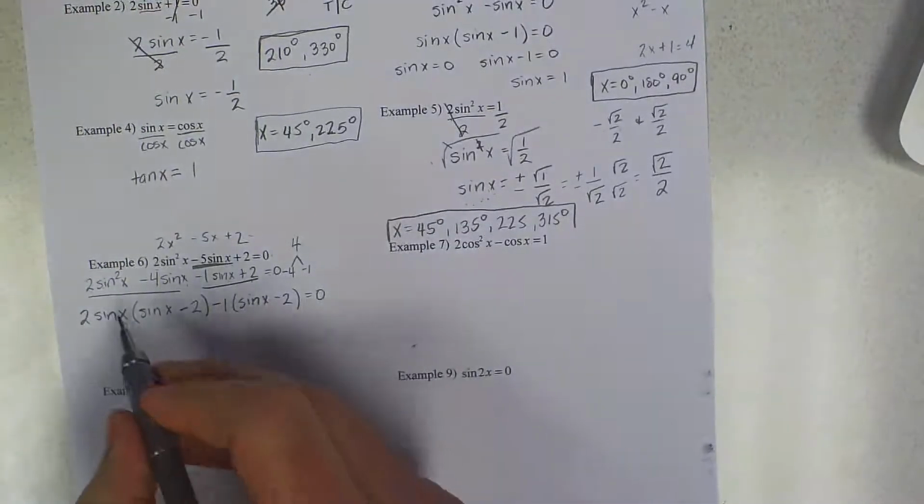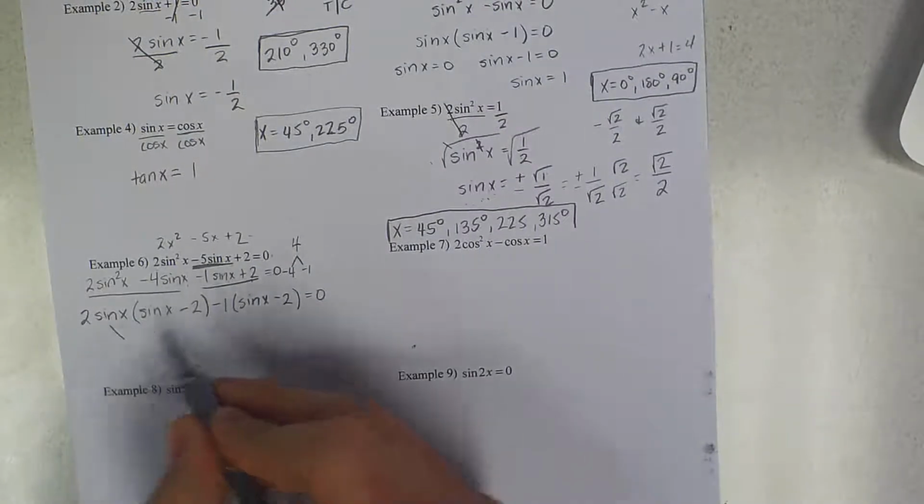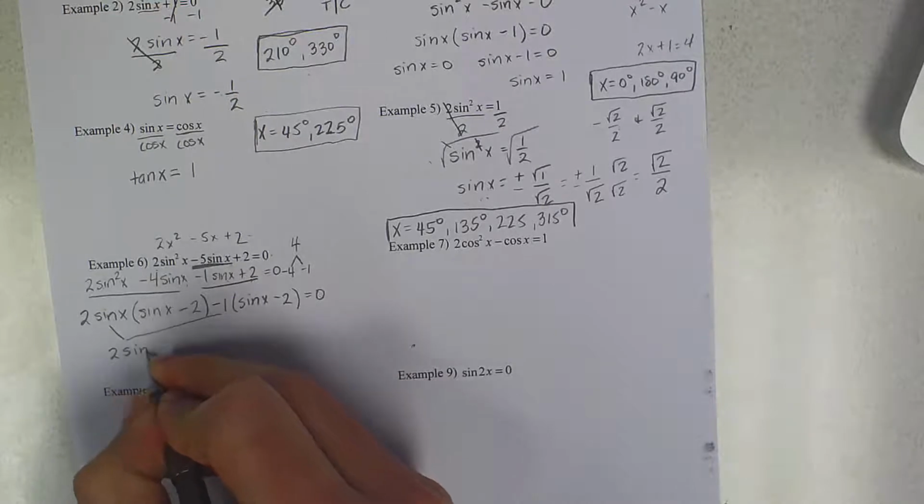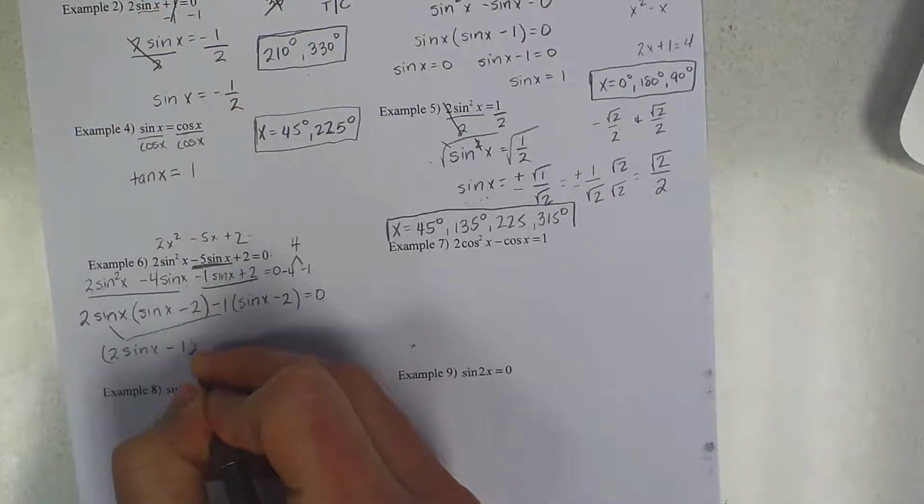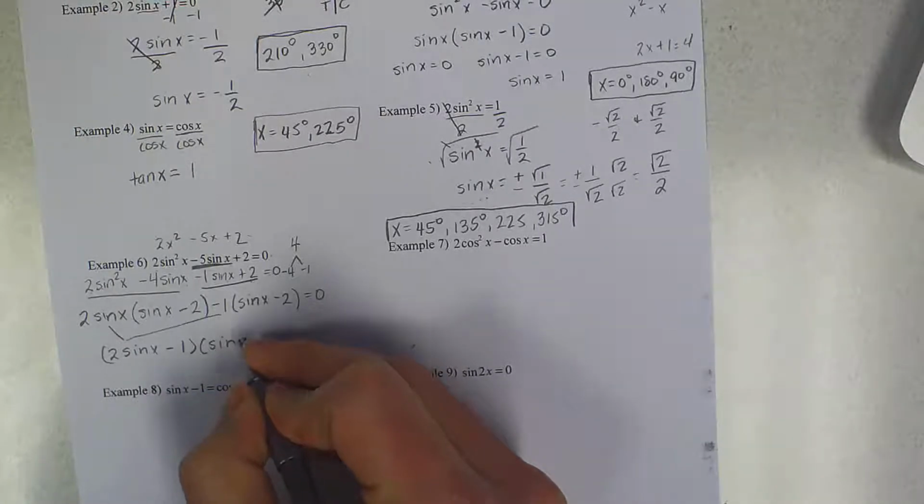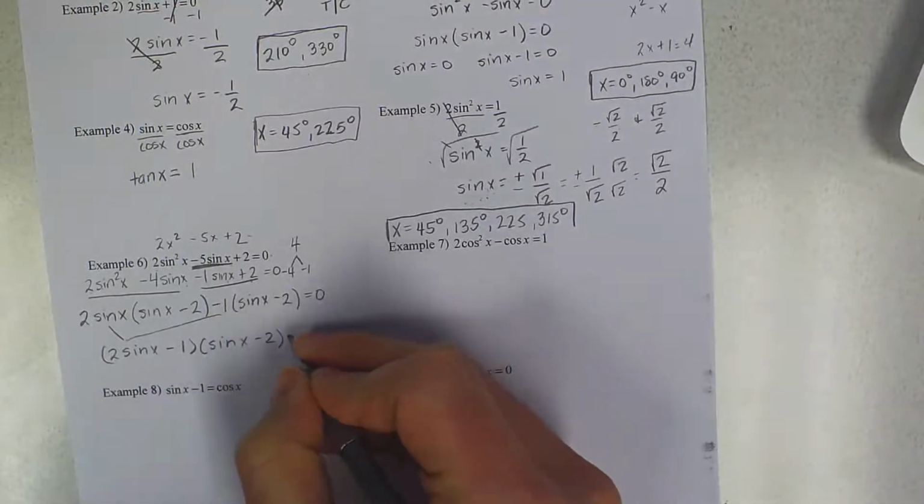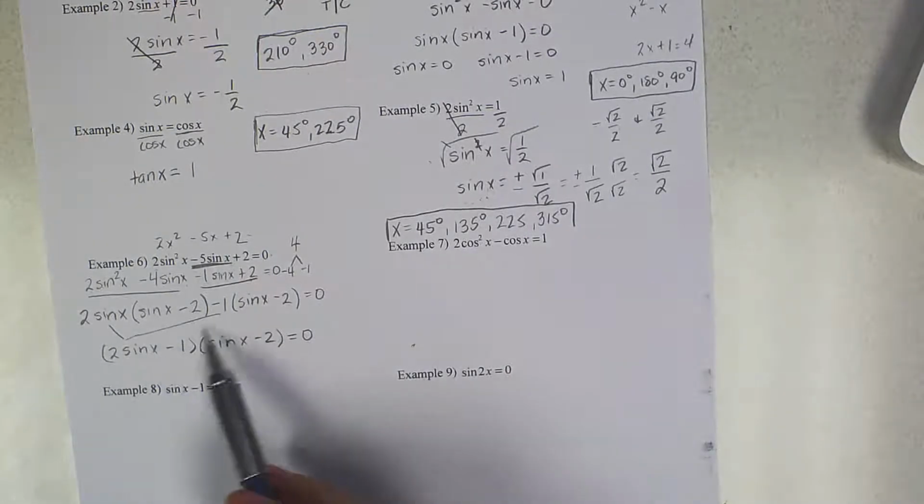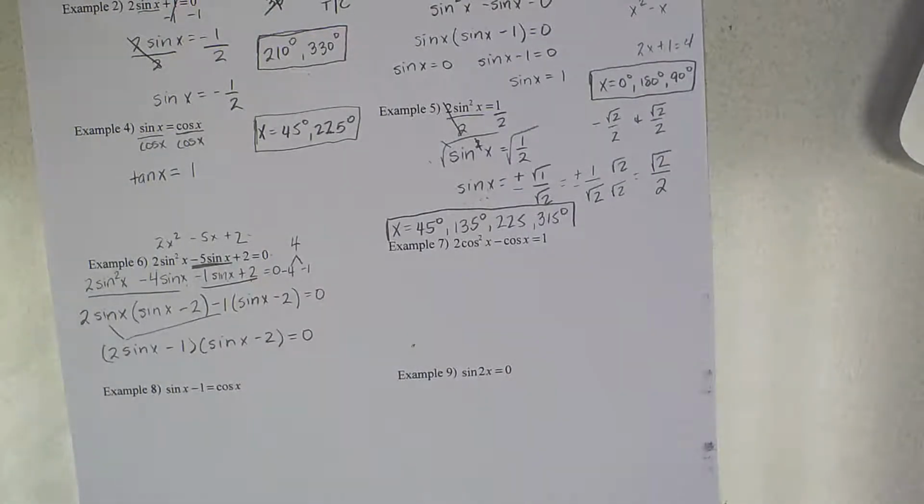Same thing here, guys, that we would have done. We bring these two together, just like we did with factoring. 2 sine x minus 1, and then sine x minus 2. This is just standard factoring, guys. Not doing any tricks here. This is just plain factoring, but just with trig functions.